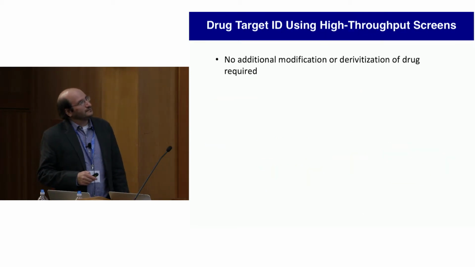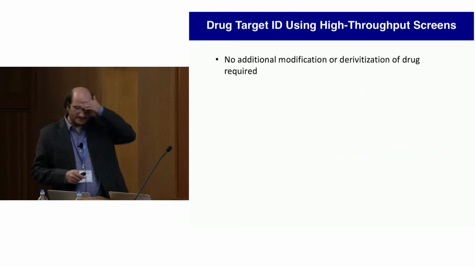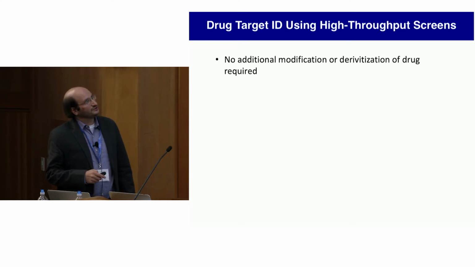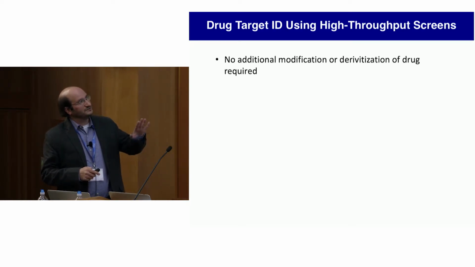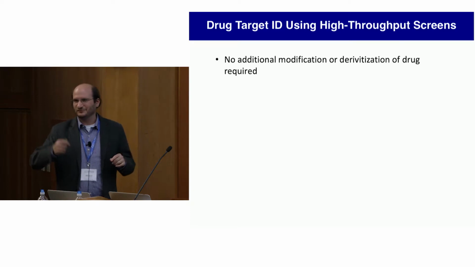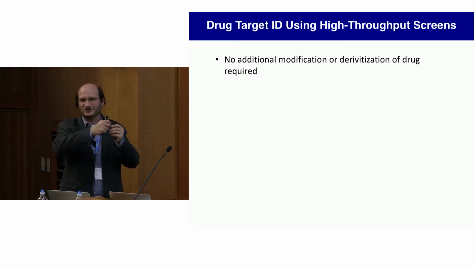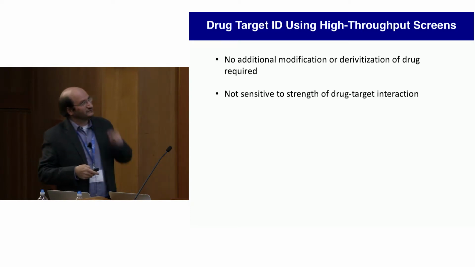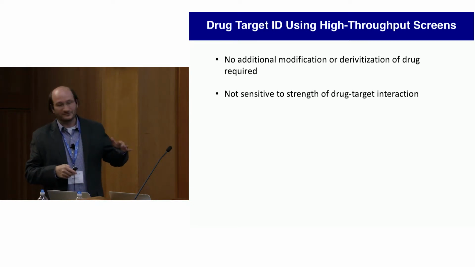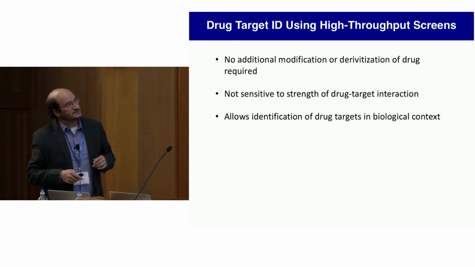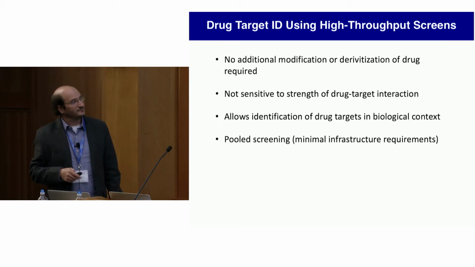Okay, so one of the nice properties of this system for drug target identification is you don't need to modify the drug. Typically if you want to find the target of a drug, you'd have to stick a crosslinker on there. You potentially destroy its activity. It's not sensitive to the strength of the interaction, and you can find those targets in the biological context.